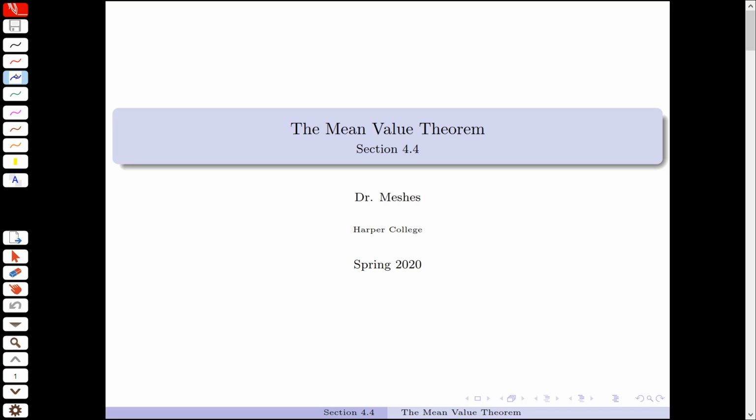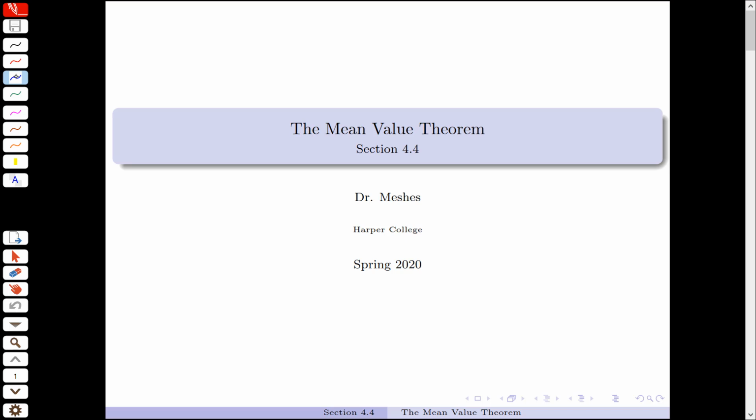Okay, today we're going to look at section 4.4, the mean value theorem. So what we're going to do is go through a few theorems, Rolle's theorem and the mean value theorem, and discuss how important they are. The main thing to keep in mind is that the mean value theorem is not a theorem that we use for solving problems immediately. It's something that we're going to use to build up to later.